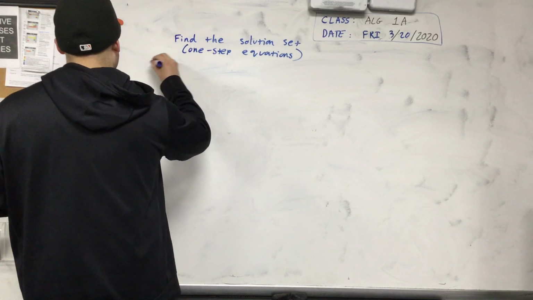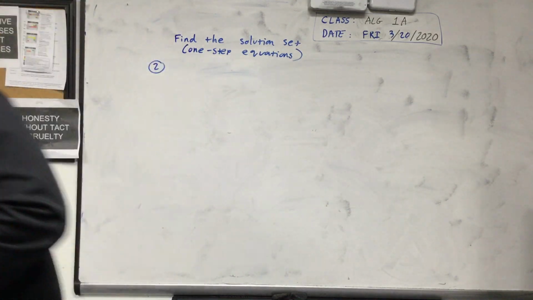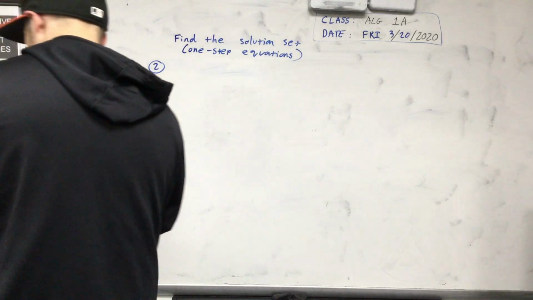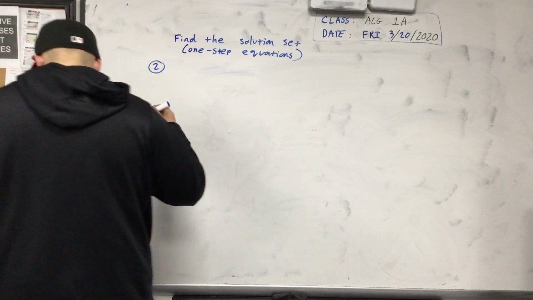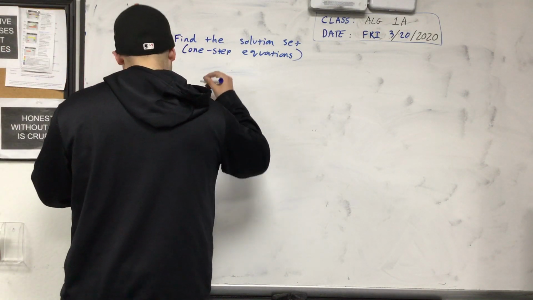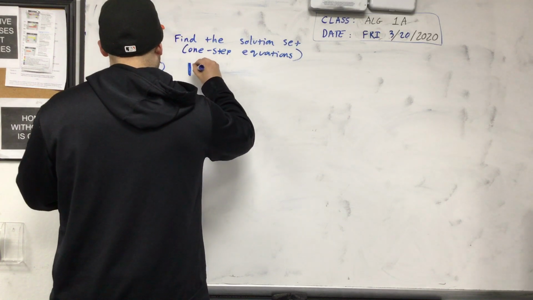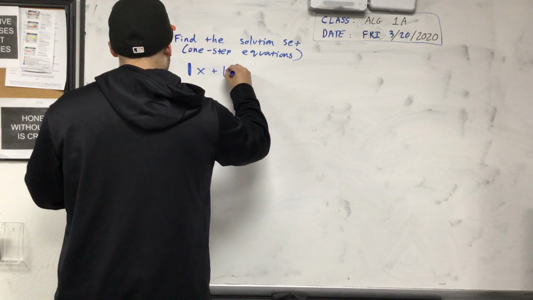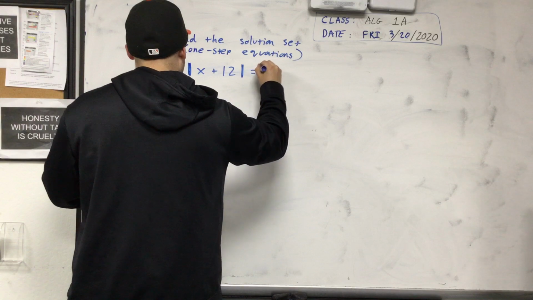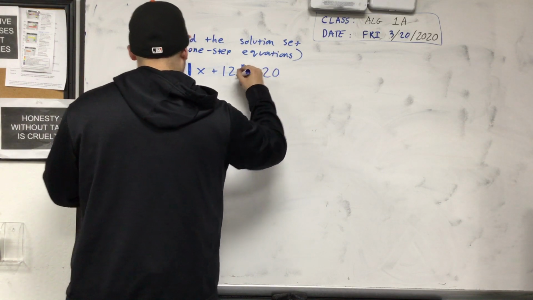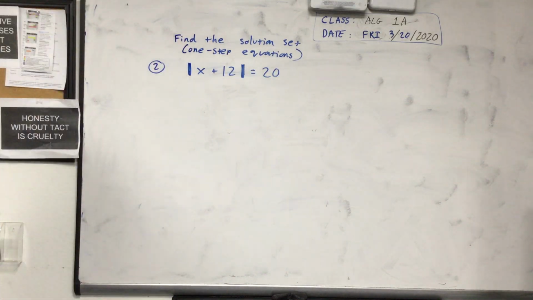Okay, number 2. You put the absolute value bars in. The absolute value of x plus 12 is 20. See if you can do this problem independently.